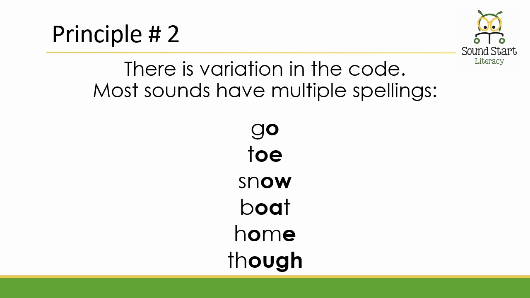So in this example, we have the single letter spelling O in go, the OE in toe, the OW in snow, the OA in boat, the O with an E or the VCE spelling, or as we call it, the split vowel spelling we'll talk about later on. And then we have the OUGH, which is less common, but we do see that in words like though and doe.